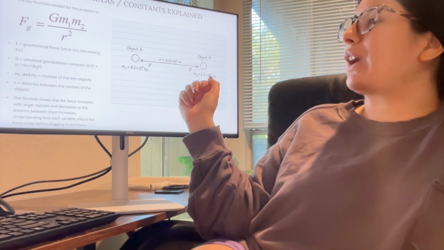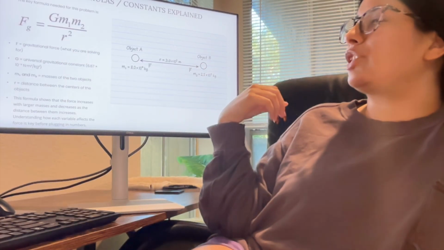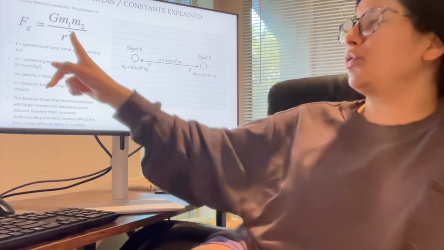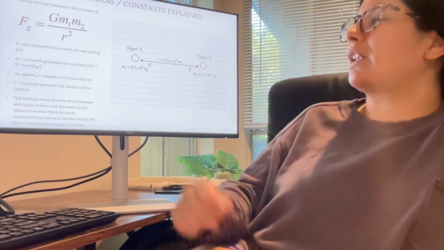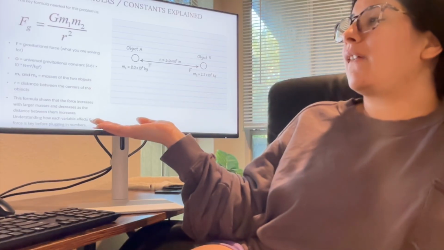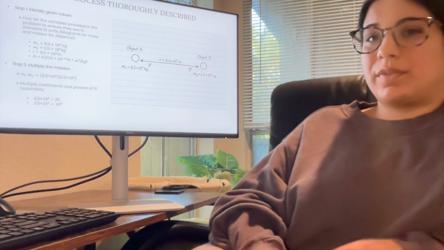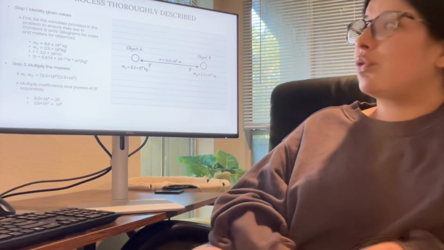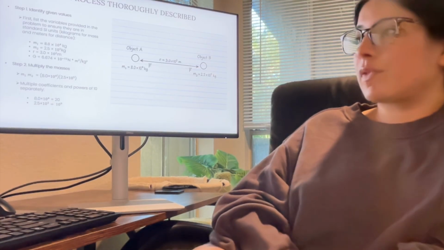Distance has a bigger effect because it's squared, and that means small changes in distance have a huge impact on force. So this is why planets far away feel less gravitational pull. So I am going to walk you through the solving process for my problem.